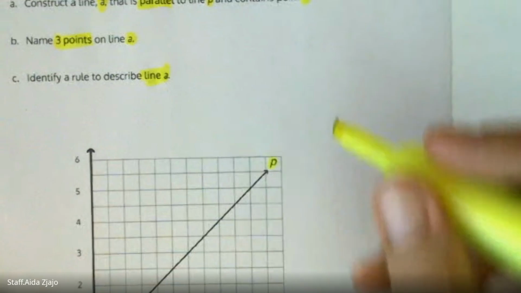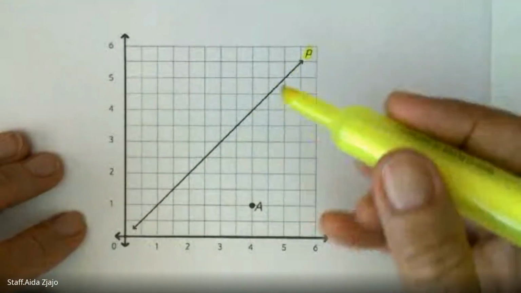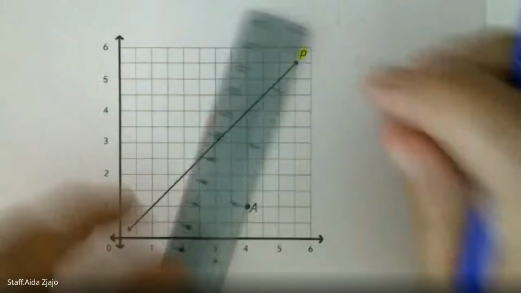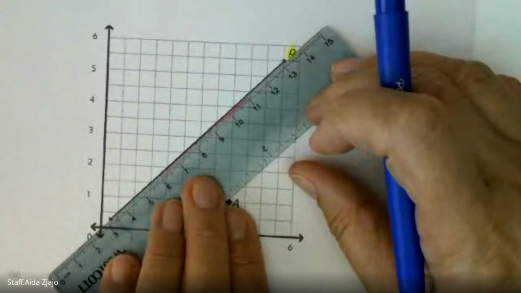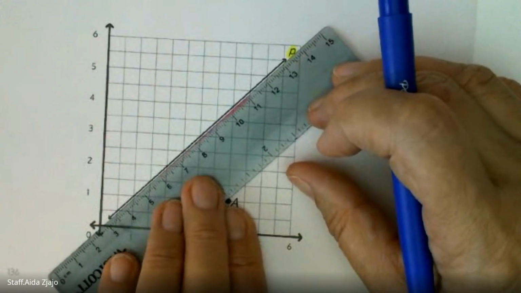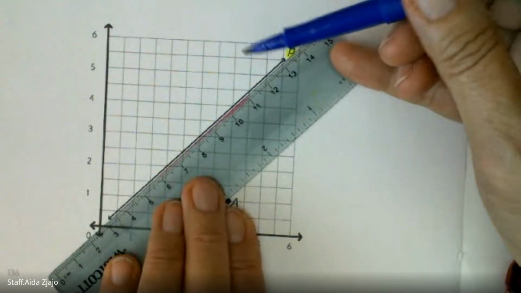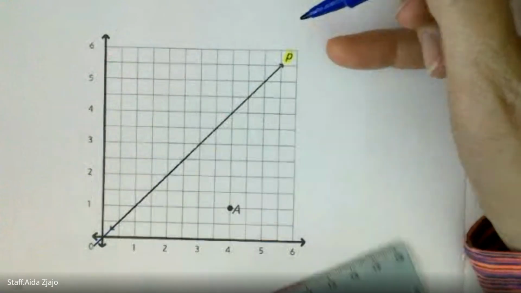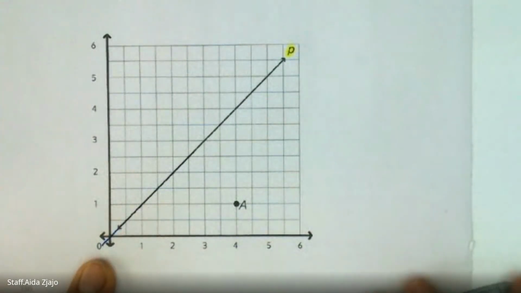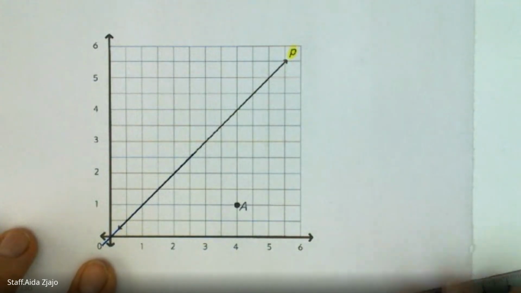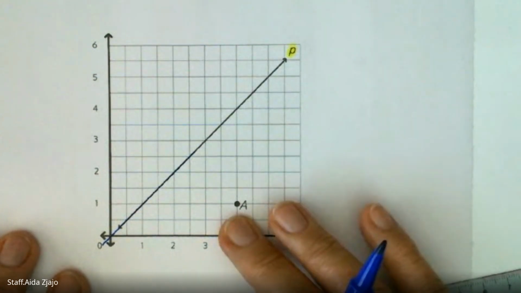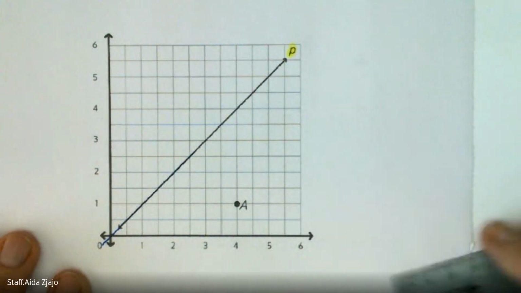This is line P, and you can see that if we extend line P, it's going to go through the origin. So that tells me that one of the pairs is going to be 0, 0. That's one clue. They say you have to create a parallel line to the A.